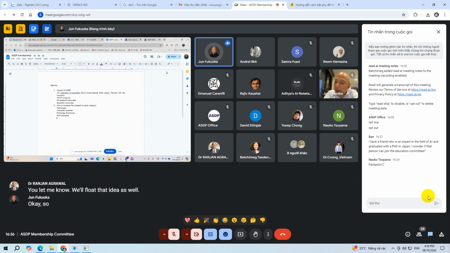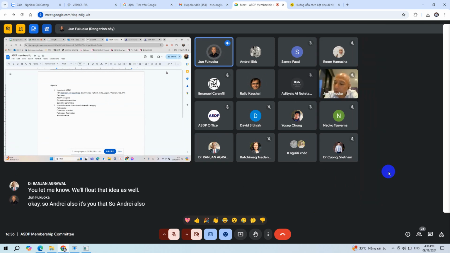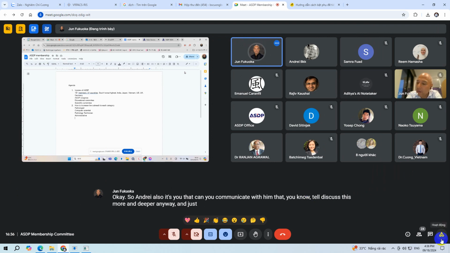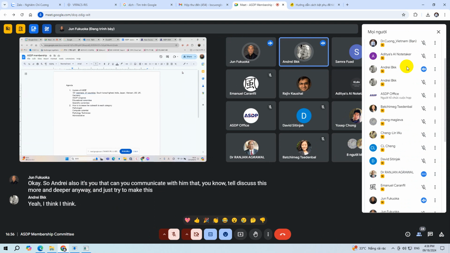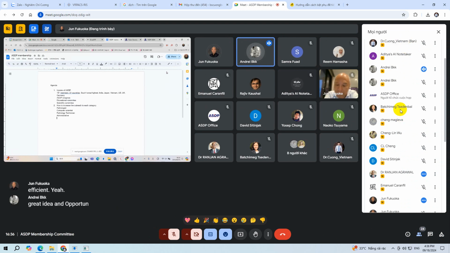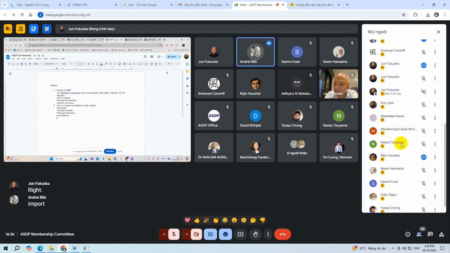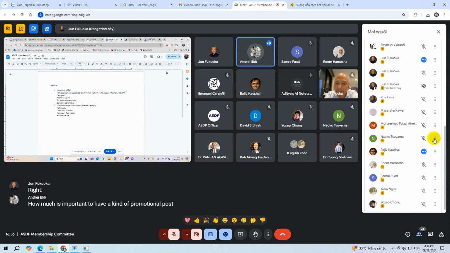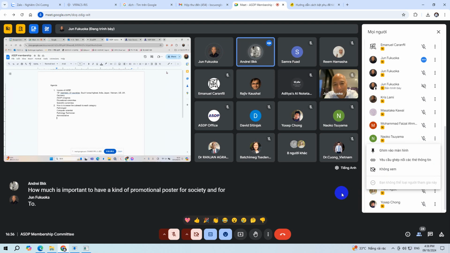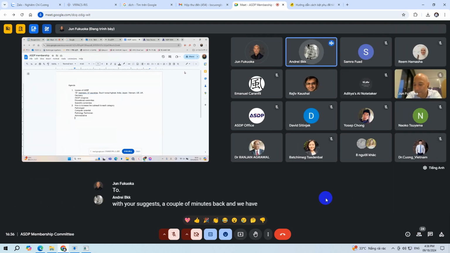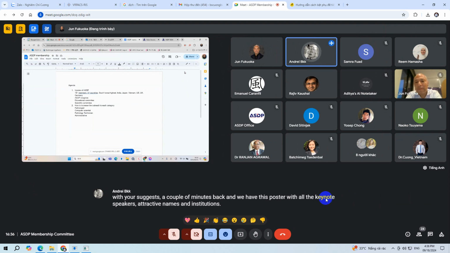Okay. So Andre, can you communicate with him to discuss this more deeply? I think it's a great idea and opportunity for us. Actually, I understood how important it is to have a promotional poster for the society and for the event, like what we discussed with Joseph a couple of minutes back. We have this poster with all the keynote speakers, attractive names and institutions, and we are going to share it in the Korean mailing list.